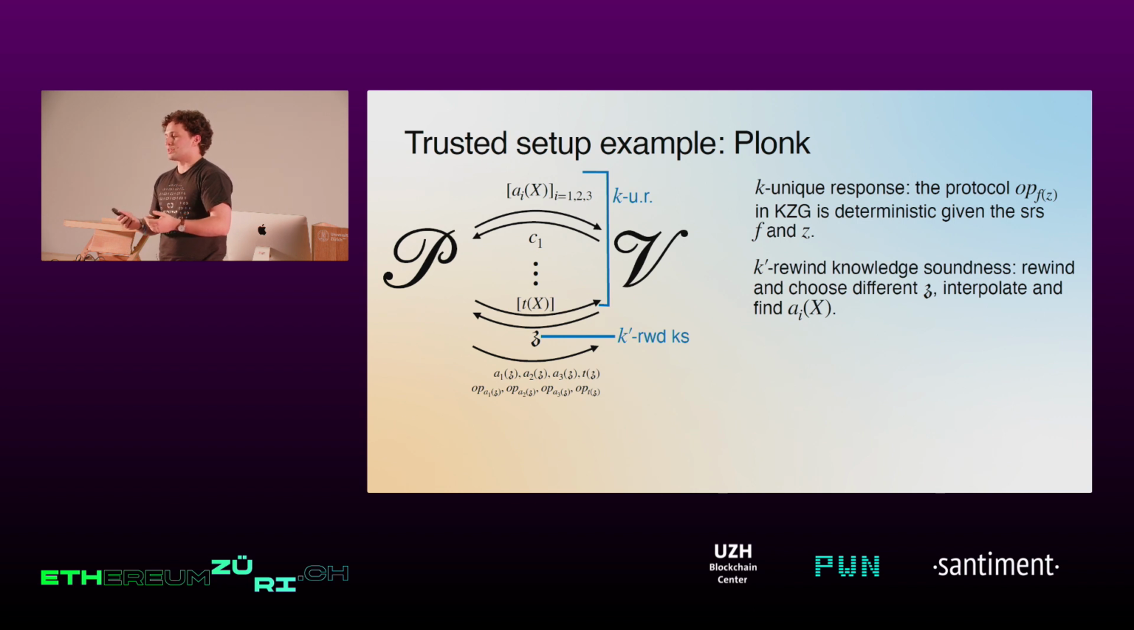So why is it rewinding knowledge sound? It's a simple little trick where essentially we're going to rewind to the evaluation point and choose a different evaluation point. The prover is going to respond with the evaluations of the polynomials at different points. Because these polynomials have finite degree, when we get enough points, we are going to be able to interpolate and recover them. Interpolation is essentially an algorithm that allows you, given enough evaluation points of a polynomial, essentially one more than its degree, to reconstruct the entire polynomial.